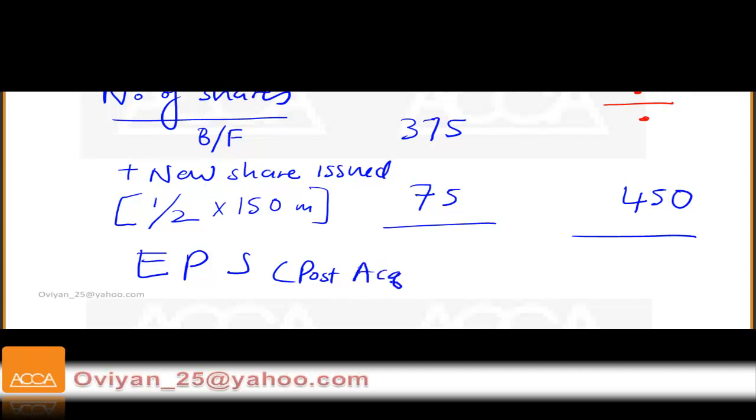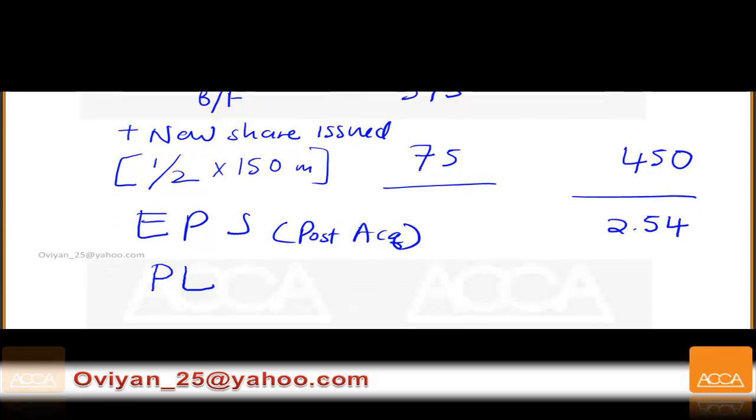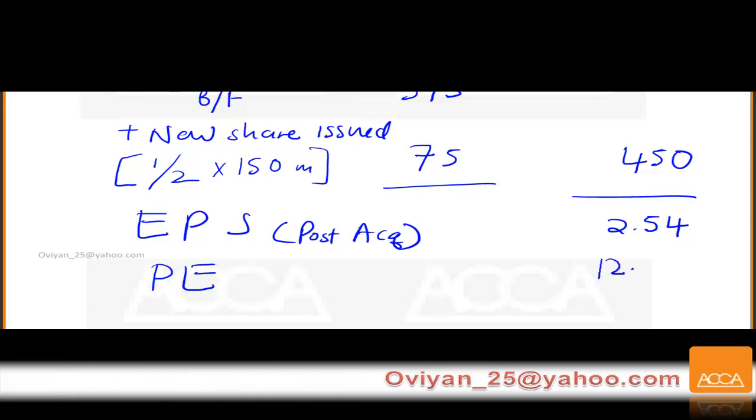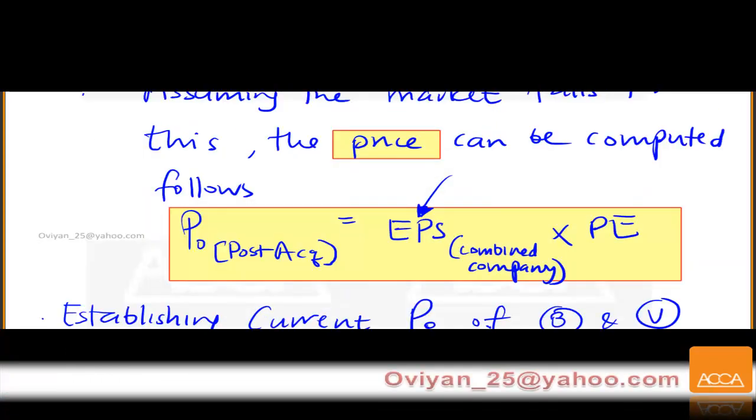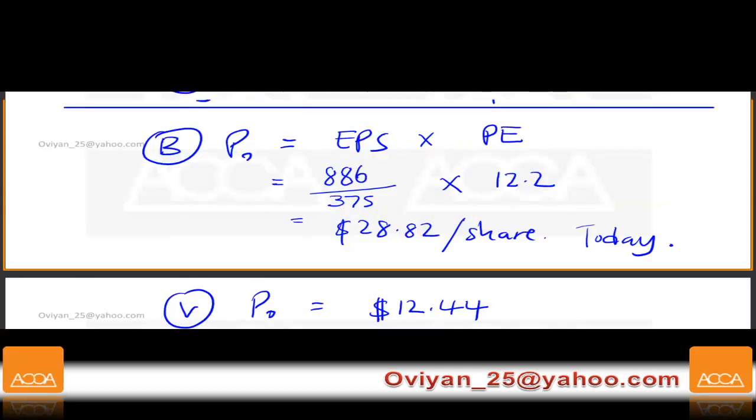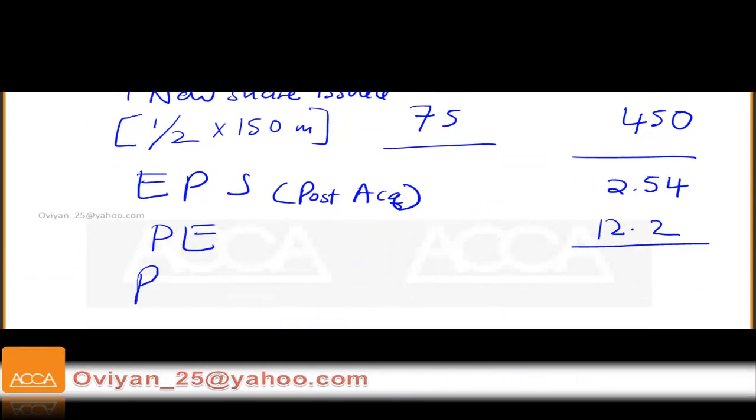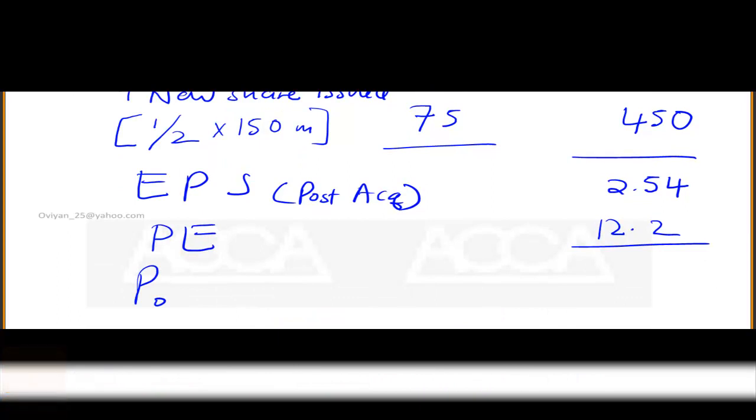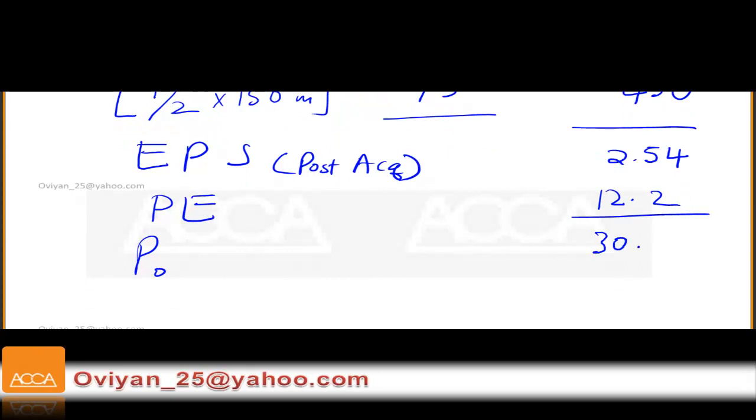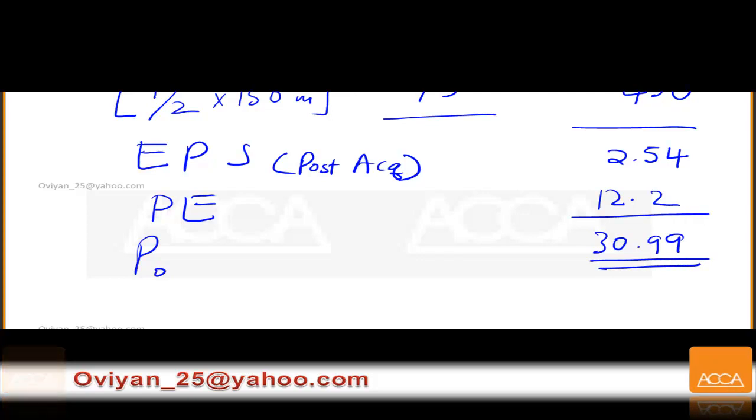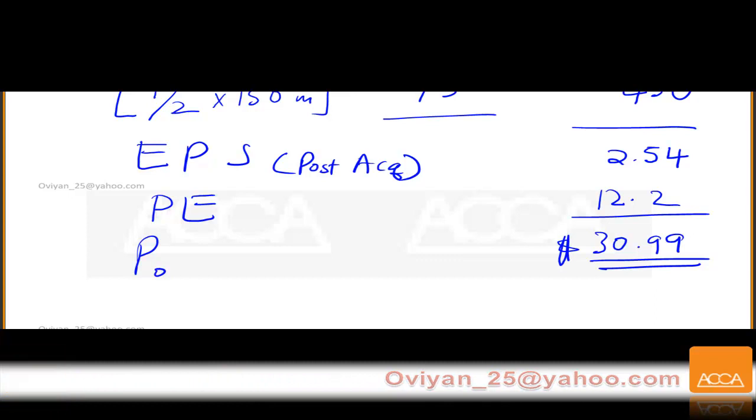Now post acquisition, it's 2.54 per share, multiplied by my maintained PE. Actually what I'm doing here is just taking this and putting it inside here. We're going to get 12.2 multiplied. This is going to be the price of Pagani after the acquisition. So 2.54 multiplied by 12.2 gives you 30.99. You can call it 31 if you want to. Should be acceptable.